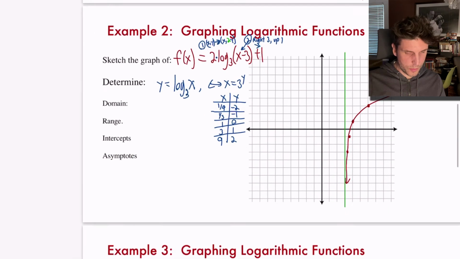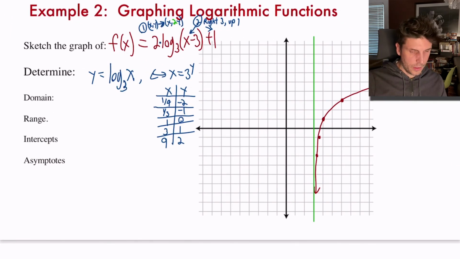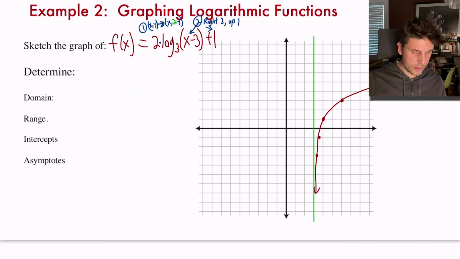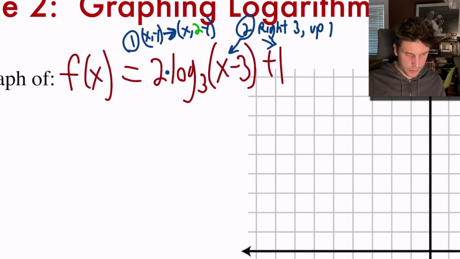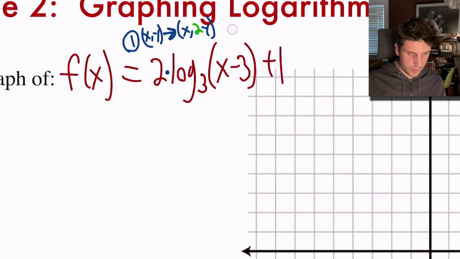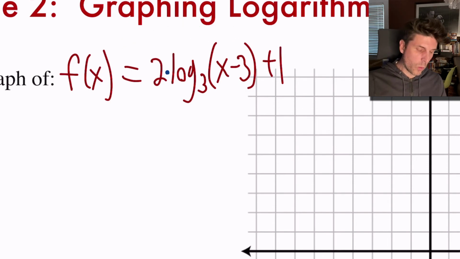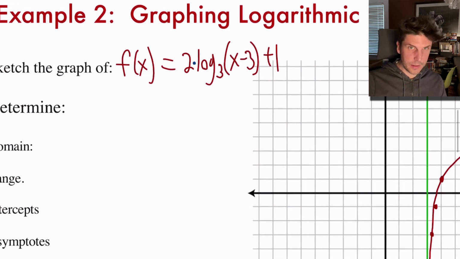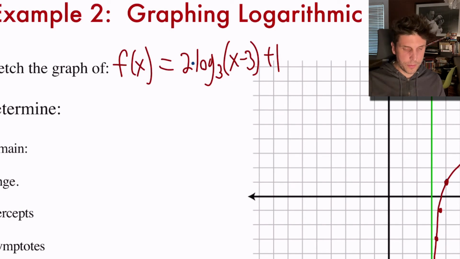So now let's state the domain. Let's get rid of all this stuff because we're done with it. All right, so let's look back at the original function. The original function says that. Now, one thing that was stated at the beginning for logarithmic functions, the argument must be greater than 0.